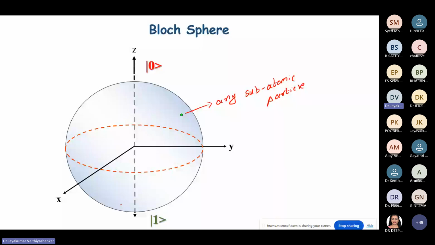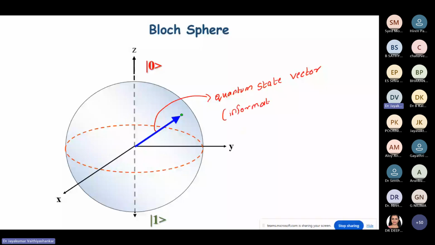And what we are doing, we try to generate a vector from origin. This will represent your quantum state. Mathematically we call it quantum state vector. So this will give information about your quantum particle.